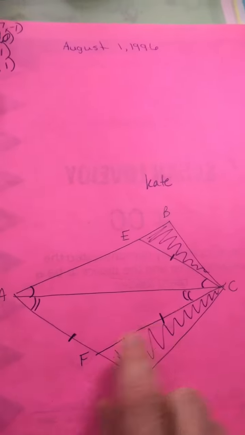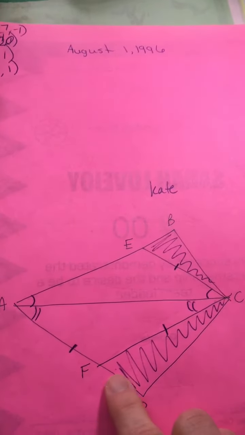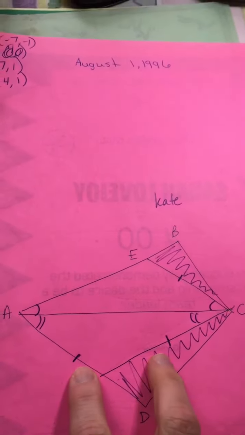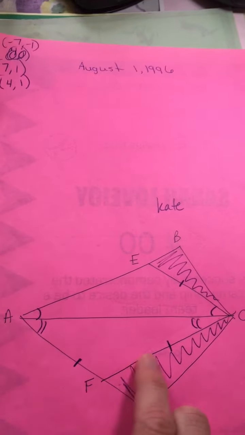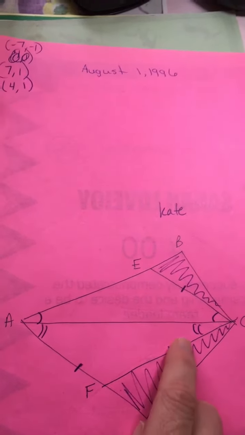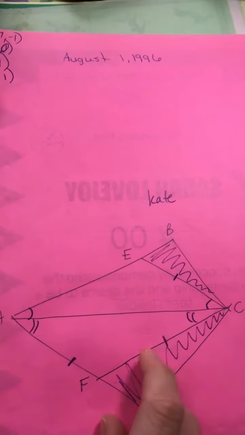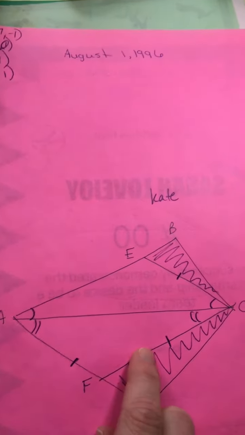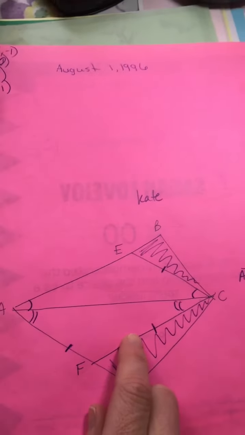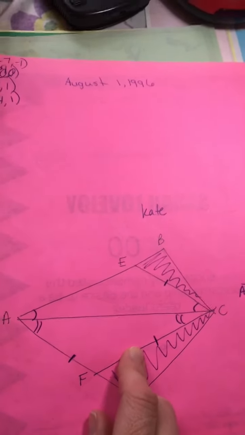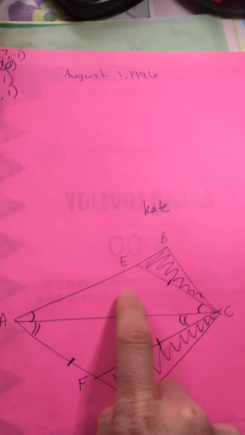They also tell you that FA and FC are congruent, and their reason is that sides opposite congruent angles are congruent, meaning it's an isosceles triangle. So if these two angles are the same, we know these two sides are the same. So what else do we also know? Well, we know the same thing up here.